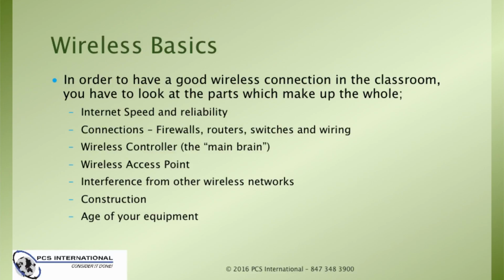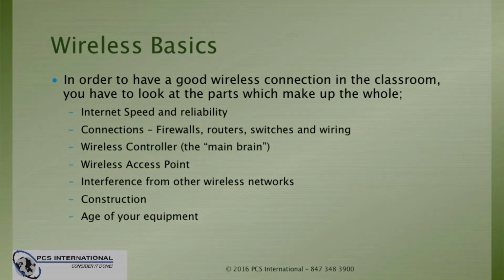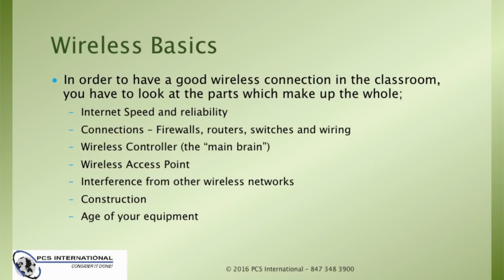The connections, the firewalls, the routers, switches, wiring, all the things that connect the internet service all the way to the classroom. Your wireless controller, which is the main brain for the wireless system, which acts like a traffic cop for wireless. Your wireless access points themselves, the construction of your building, interference from other networks. Your neighbors could impact your wireless service. And the age of your equipment. And that could be the devices you're using to connect or your access points.